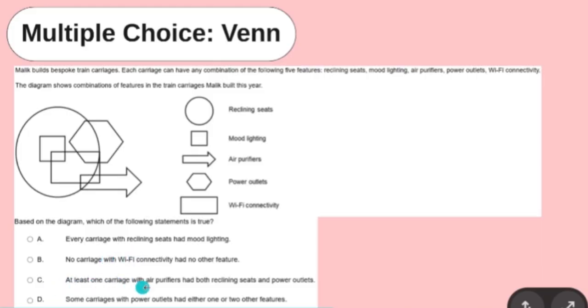So we've got C. At least one carriage with air purifiers had both reclining seats and power outlets. So we're looking at air purifiers, which is the arrow, had both reclining seats and power outlets. So reclining seats is circle and power outlets is that hexagon. But we can immediately rule that out because power outlets does not overlap with air purifiers. So that's not correct. And D is some carriages with power outlets had either one or two other features. So power outlets again, we're looking at hexagon, had either one or two other features.